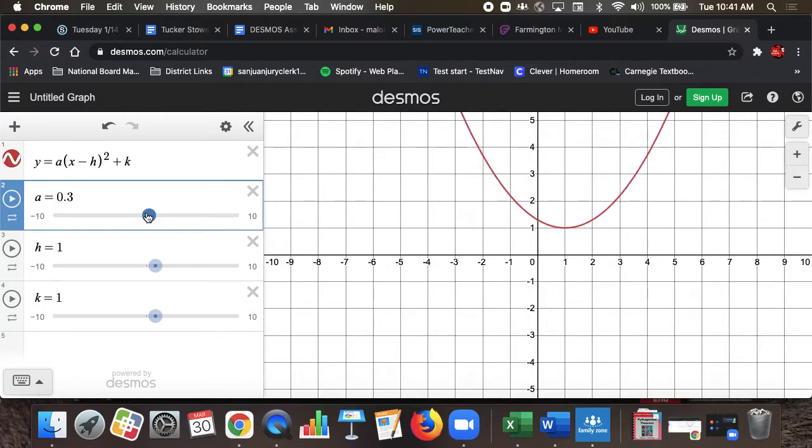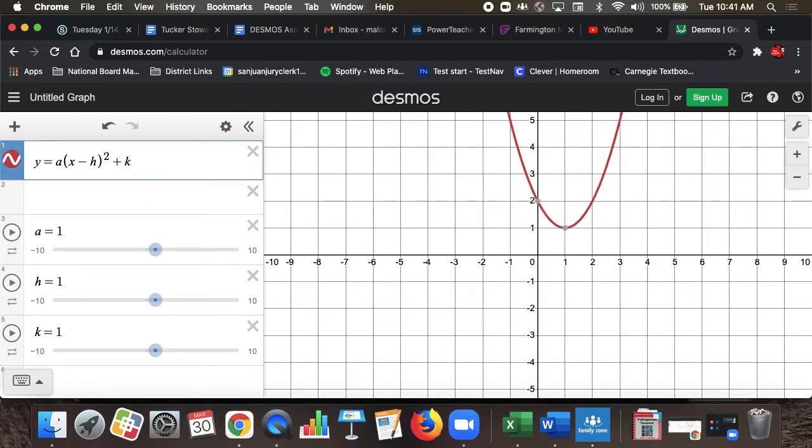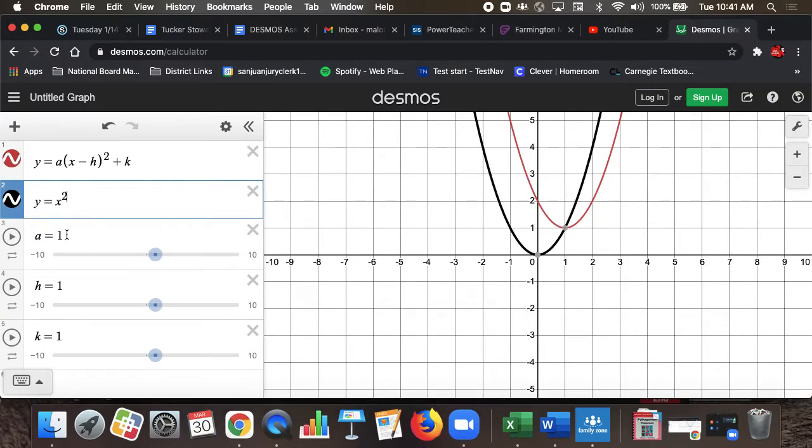So if I put the a at 1, actually let me go ahead and make another one that's the parent function. y equals x squared. So there's the parent function. I want that to be at 0. I want that to be at 0. So when you're looking at the parent function, this is currently the parent function. We have a is 1 because it can't be 0 when you're multiplying. That would make all of that 0. So h is 0, k is 0.